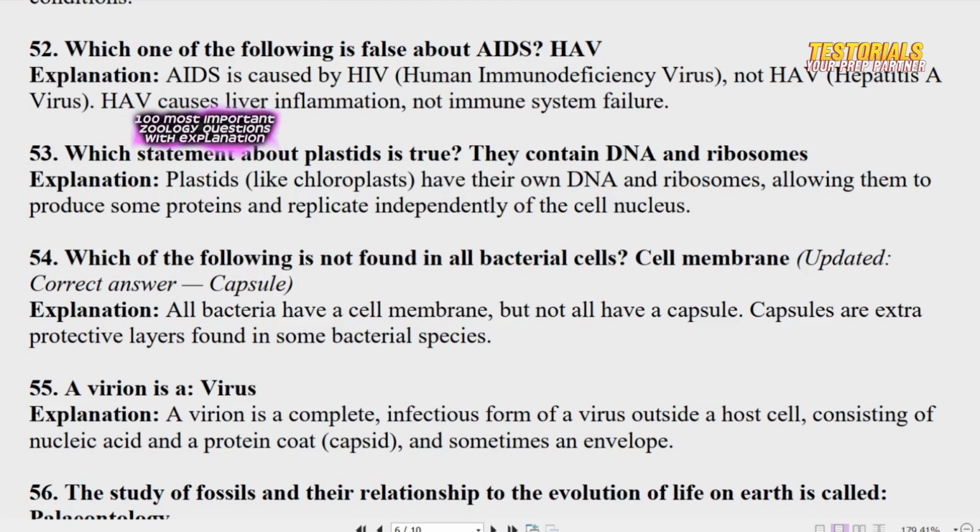54. Which of the following is not found in all bacterial cells? Capsule. Explanation: all bacteria have a cell membrane, but not all have a capsule. Capsules are extra protective layers found in some bacterial species.